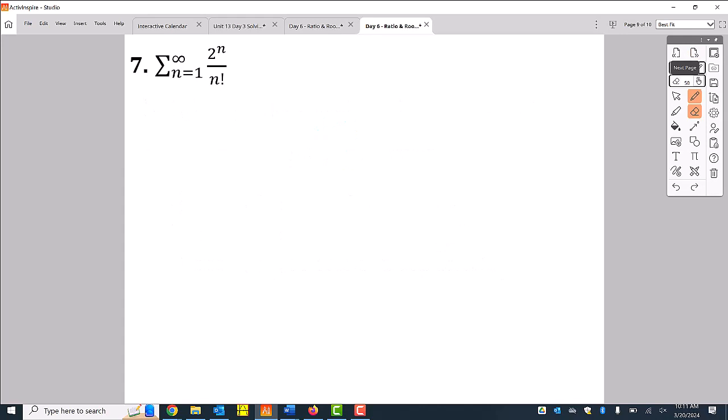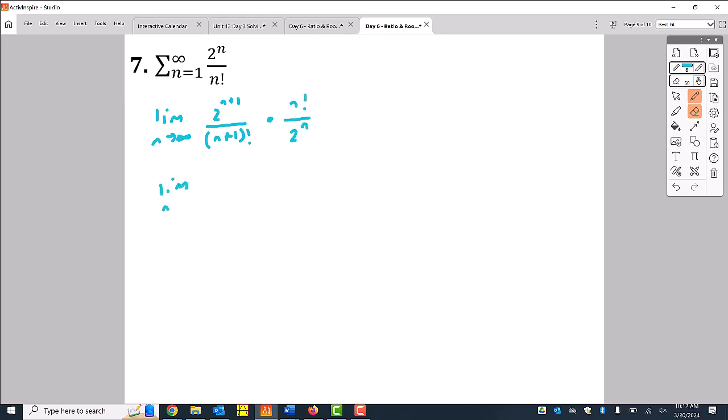So a good one would be something like this. The nth power up here makes you think it might be a root test, but the factorial makes it a ratio test. Ratio test is going to be much better there. So we're going to do limit as n goes to infinity of 2 to the n plus 1 over n plus 1 factorial, divided by the original sequence, 2 to the n over n factorial. Now, when we divide by a fraction, that's the same as just multiplying by the reciprocal, so we're going to say just times n factorial over 2 to the n.